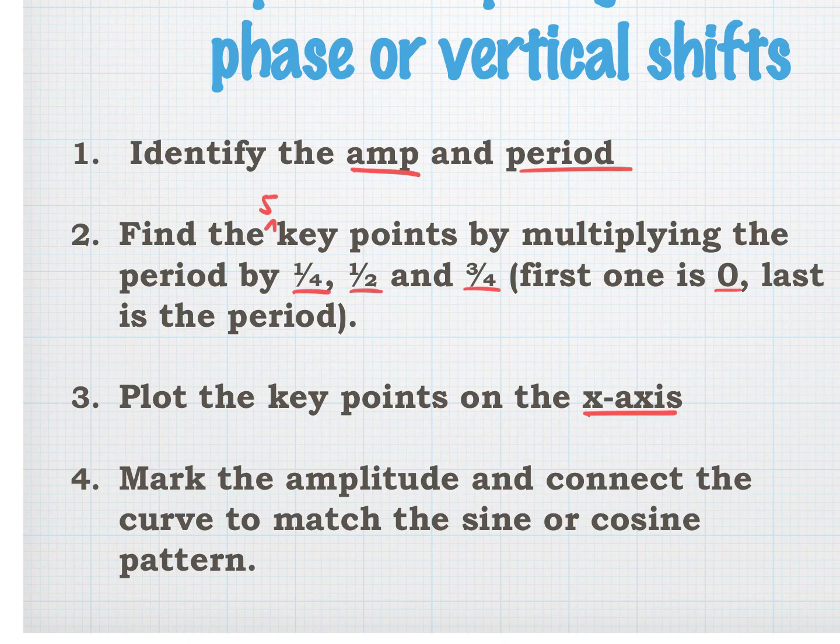There's going to be 5 key points that we're going to plot. I know it doesn't make a lot of sense in words, but when we do some examples, the first few might be a little tricky, but then as you do more of them, it's not going to be so bad. So just stick with me for now.